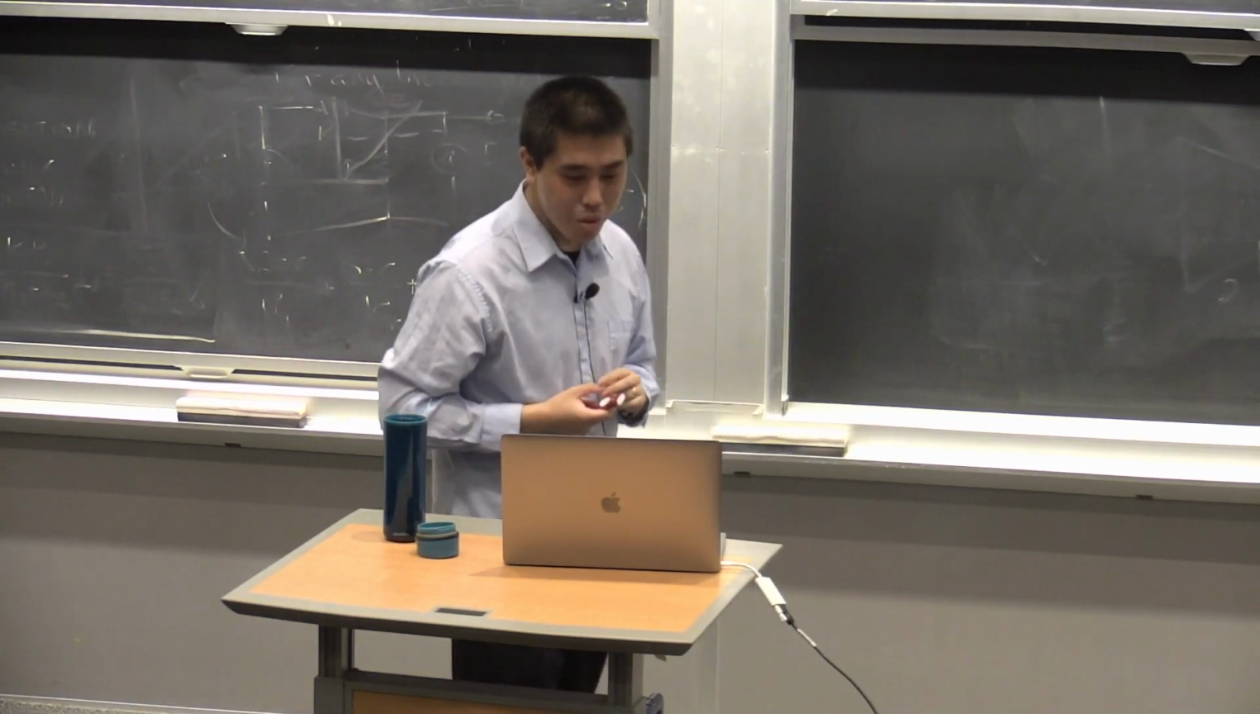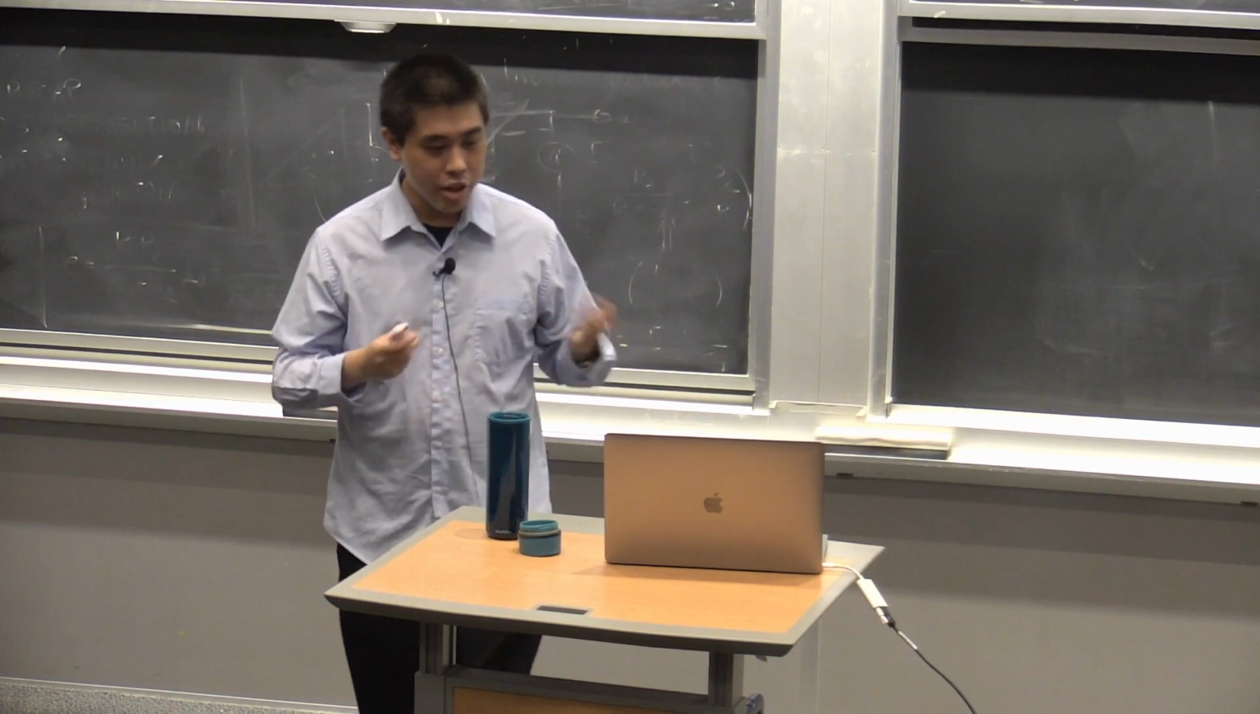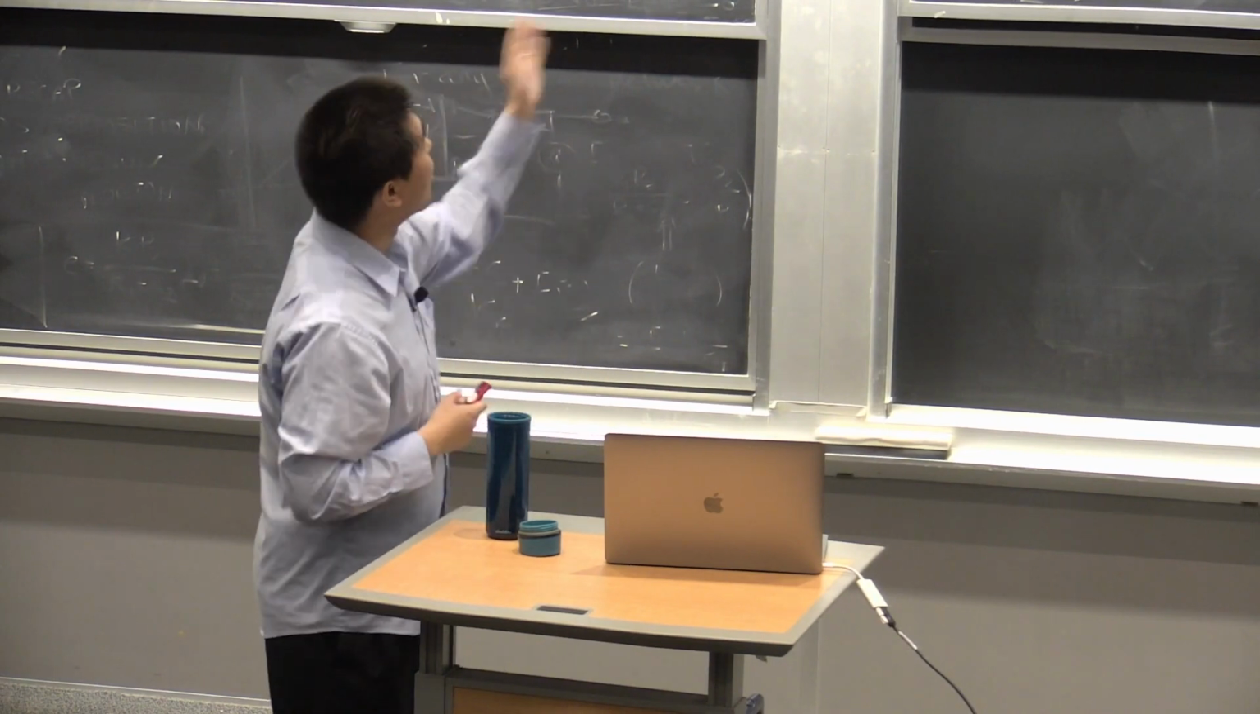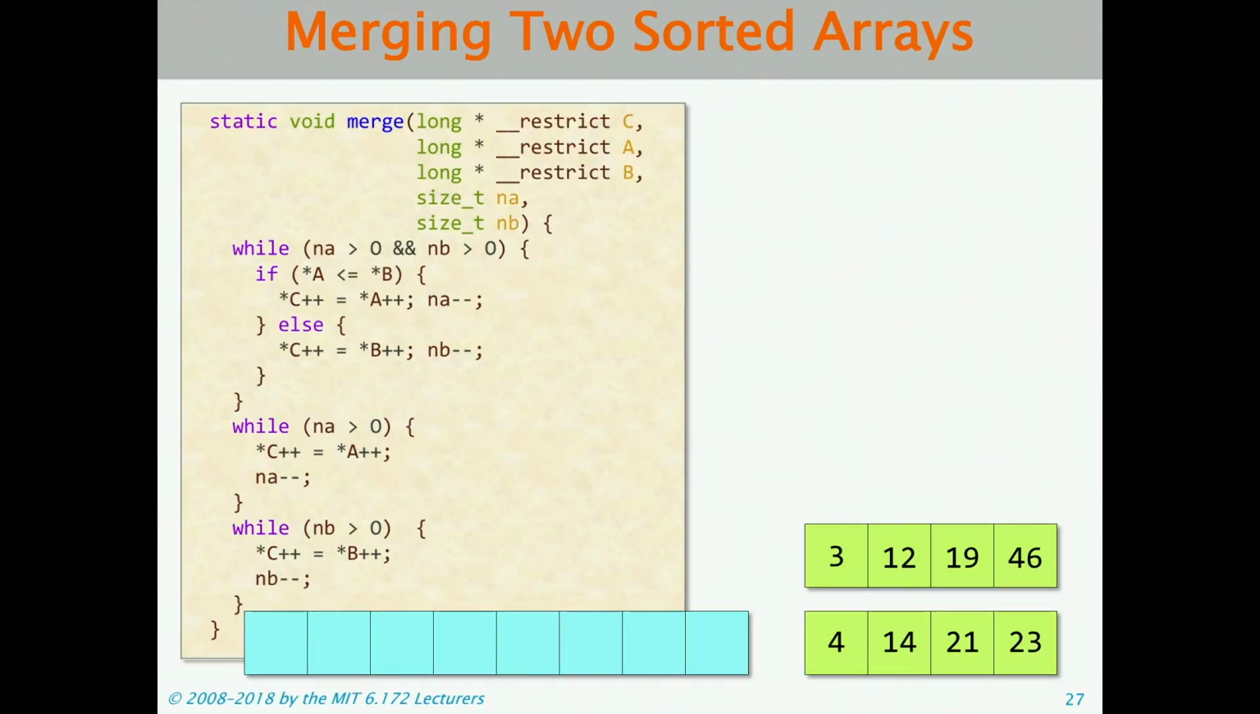All right, so let's see how branches work in a real function. So here we're trying to merge together two sorted arrays, and this is a subroutine that's used in merge sort if you've seen it before. So the inputs to this function are 3 arrays. So we want to merge together arrays A and B and store the result in C. And then we also pass the function the sizes of A and B in NA and NB.